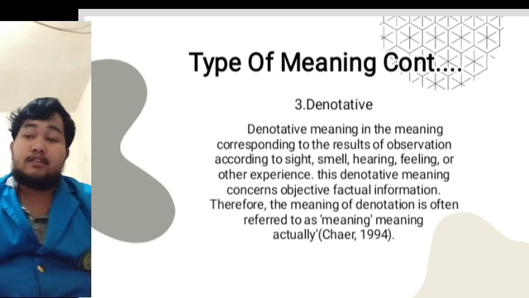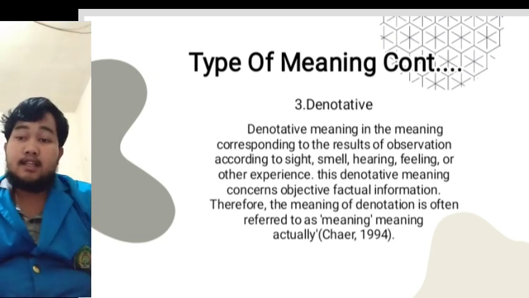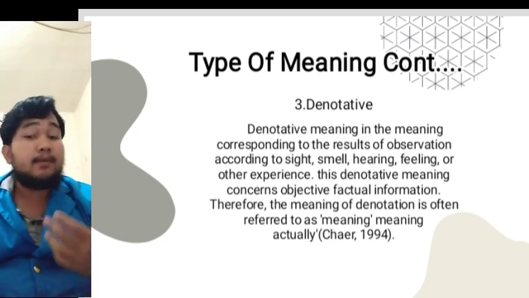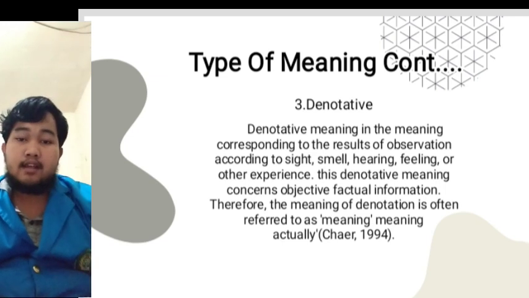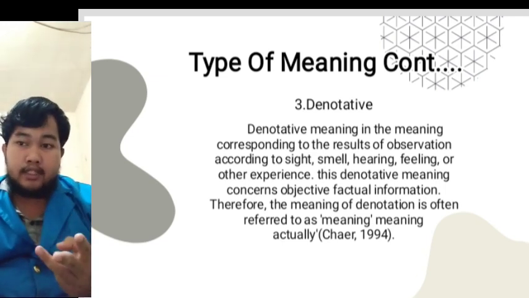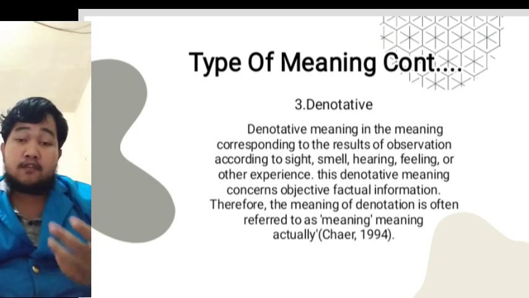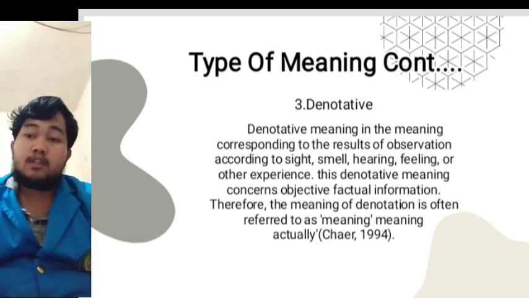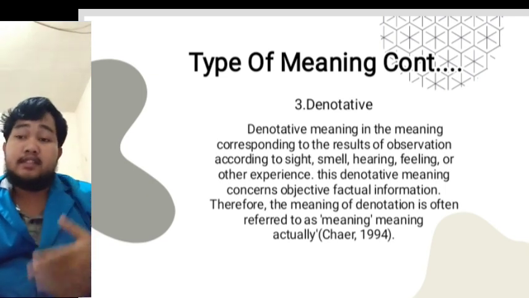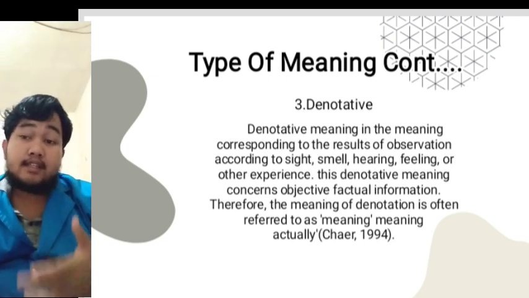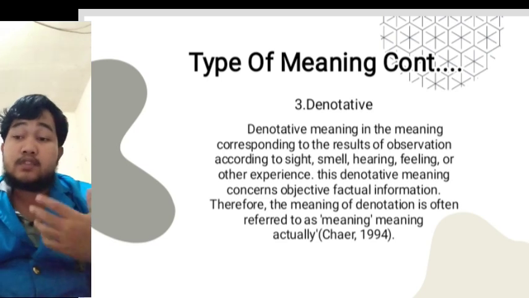And then the third one, we have denotative meaning. Denotative meaning is the meaning corresponding to the result of observation according to sight, smell, hearing, feelings, or other experience. This denotative meaning concerns objective factual information. Therefore, denotative meaning is often referred to as referential meaning, by Shire, 1994. So basically, denotative is a meaning in accordance with facts that can be observed with the five senses.